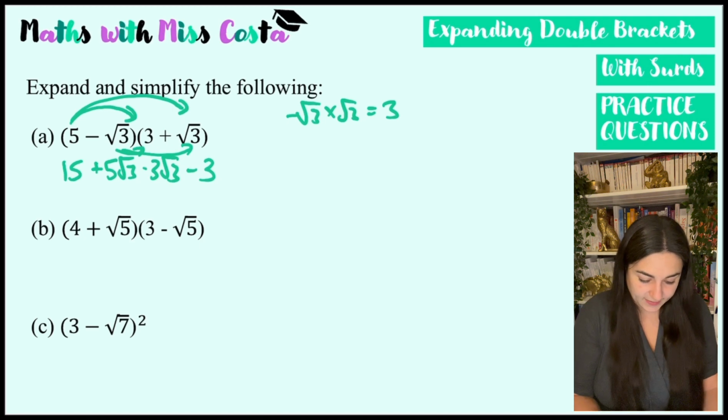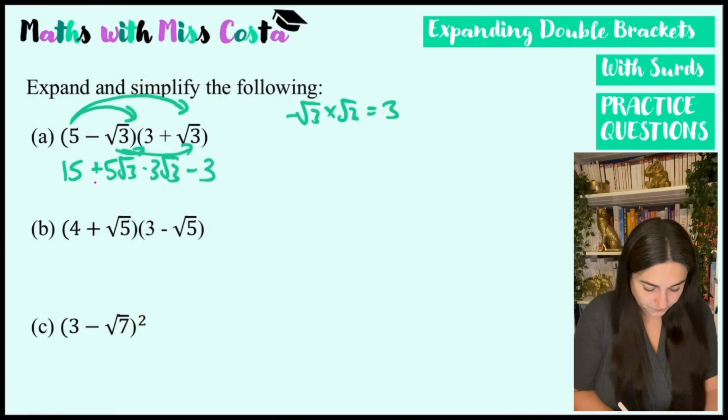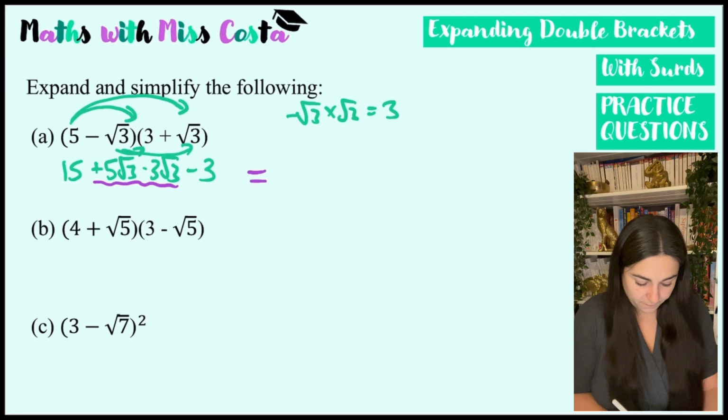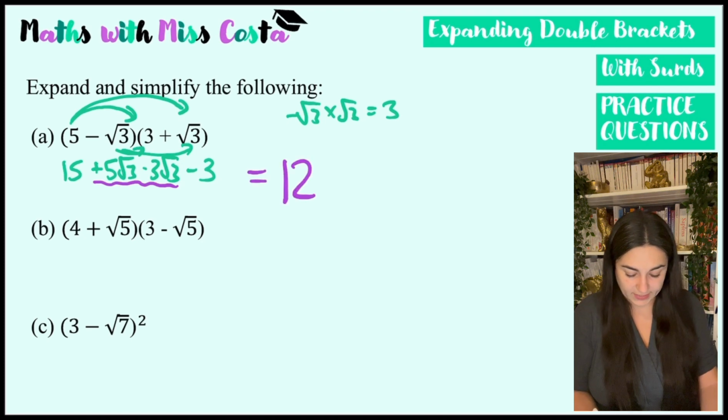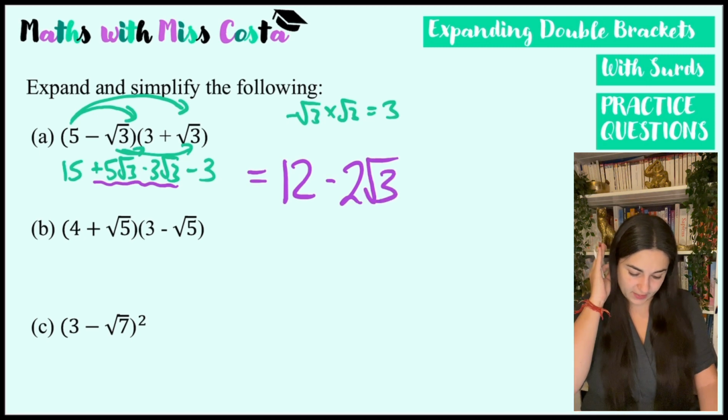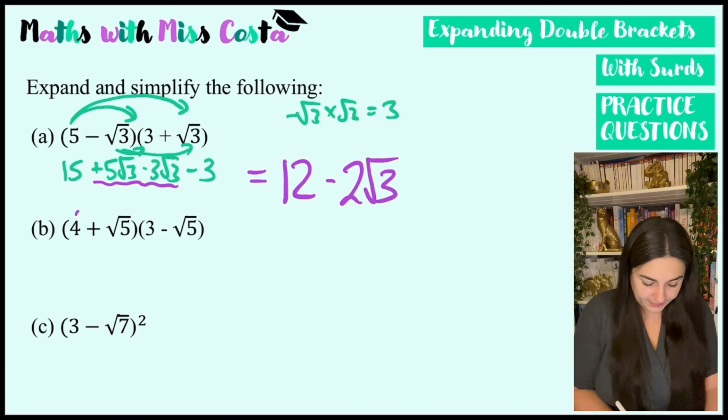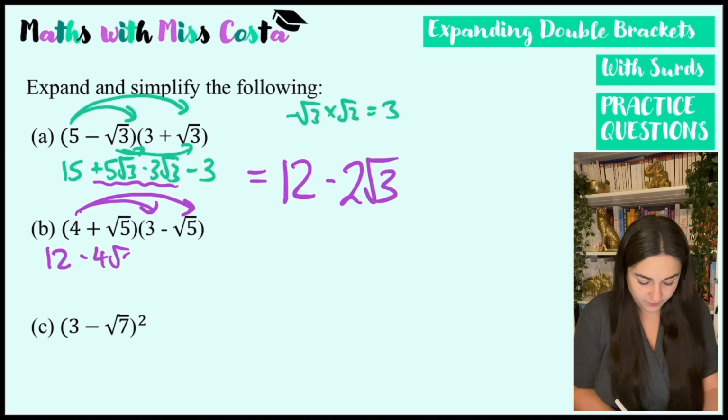And if one's a negative, it's going to be the negative. So collect the like terms over here. 15 take 3 is 12. And 5 take 3 is 2. So that would be 12 take 2 root 3. Okay, next we've got 4 times 3, which is 12. 4 times negative root 5, so that would be negative 4 root 5.